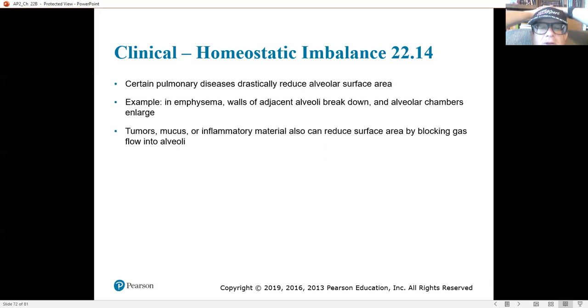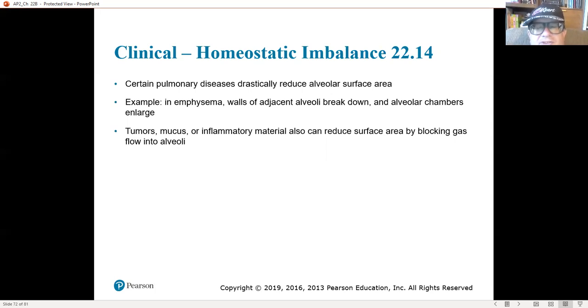In emphysema, the walls of adjacent alveoli break down. It's like you have two alveoli here, and sure, they have a little channel, a little pore connecting them. Well, you may break that down until you have one bigger alveolus. You might say, well, what does that matter? Well, there's reduced surface area now to do gas exchange across.